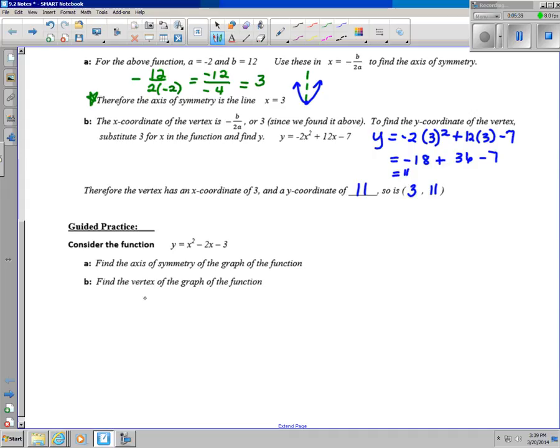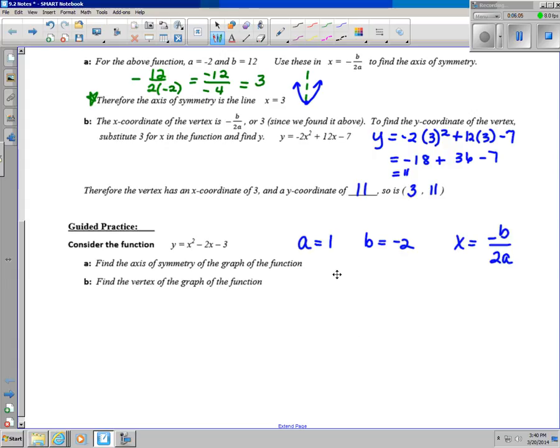Okay, now that you've paused the video, hopefully you've done the guided practice. First thing we're going to identify is that our a is 1 and our b is -2. And we're going to use our equation, x equals -b over 2a. That will be for our axis of symmetry. Okay, so I'm going to plug that in.